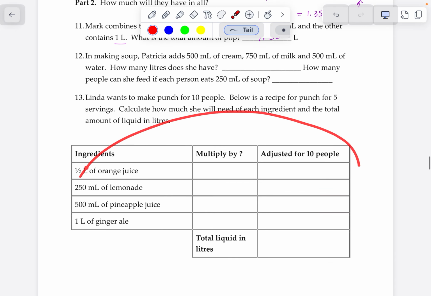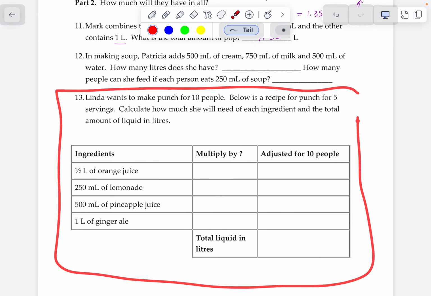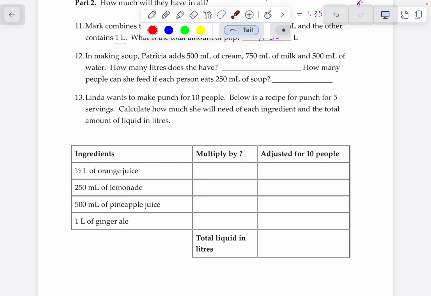Okay? So if you look at 13, it says Linda wants to make punch for 10 people. Below is the recipe for 5. What do we have to multiply? So think about 10. Think about your multiplication. If we wanted to add the two things together twice, because it would be 5 plus 5, yes. But we're just going to multiply all this by 2. So all that's times 2.